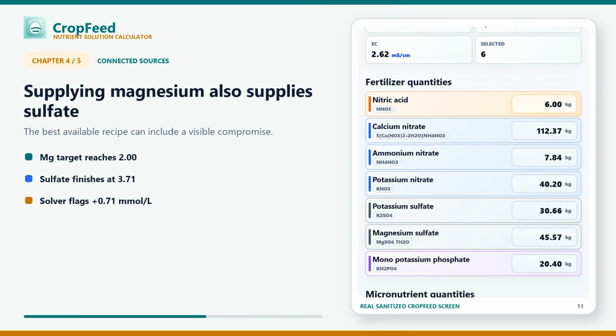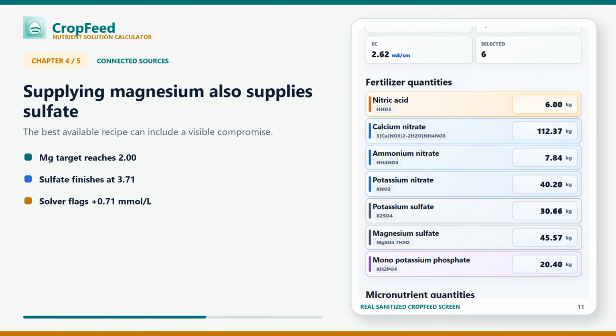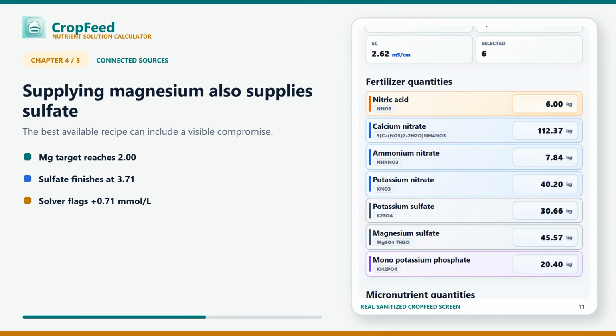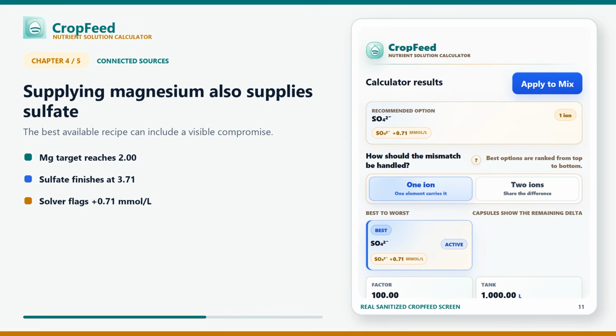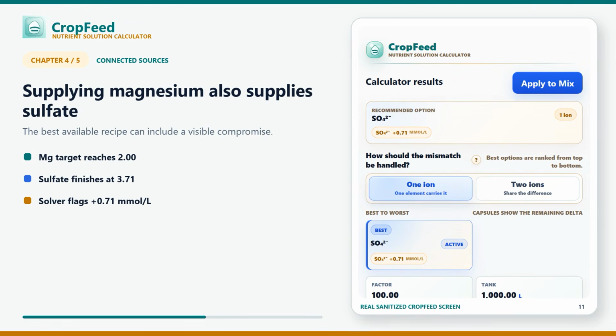The low water result also demonstrates why the complete balance must be reviewed. Magnesium sulfate is needed to reach the magnesium target, but it brings sulfate with it. With this product set, sulfate finishes 0.71 millimoles per liter above target. CropFeed displays that remaining difference instead of pretending every target was matched exactly.